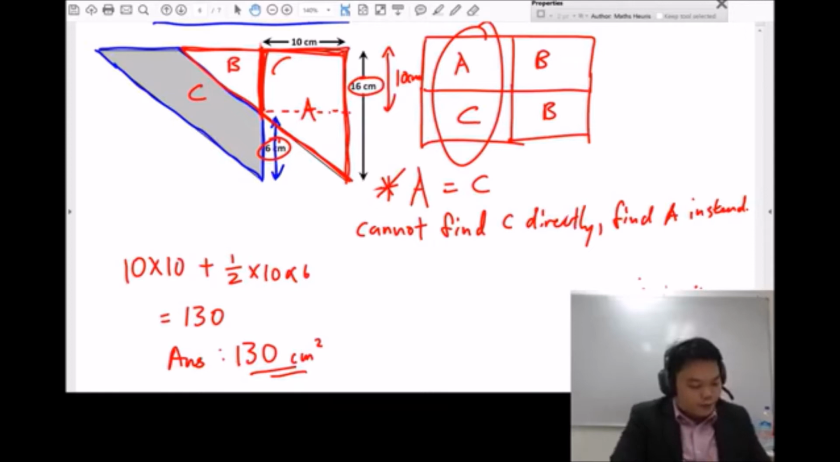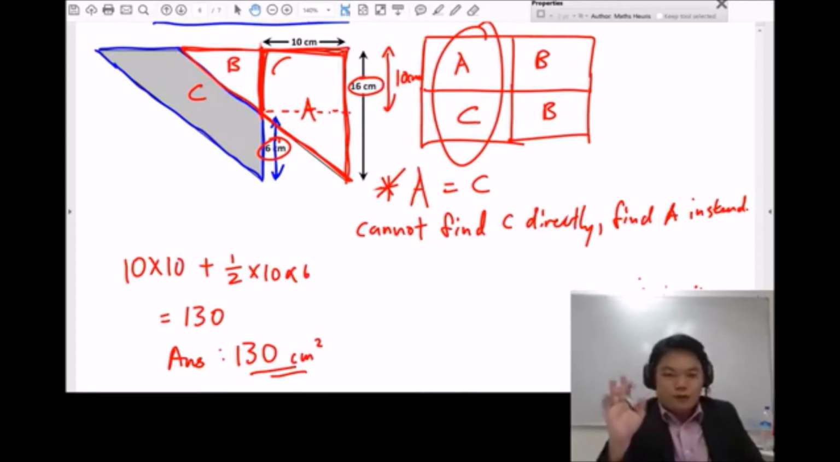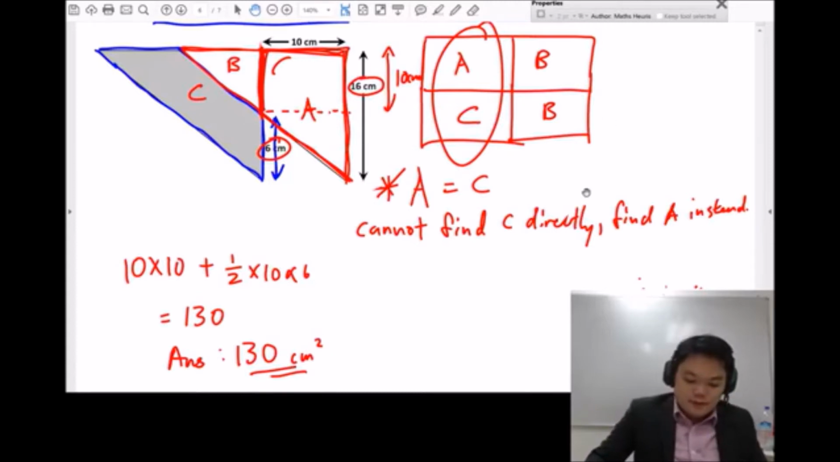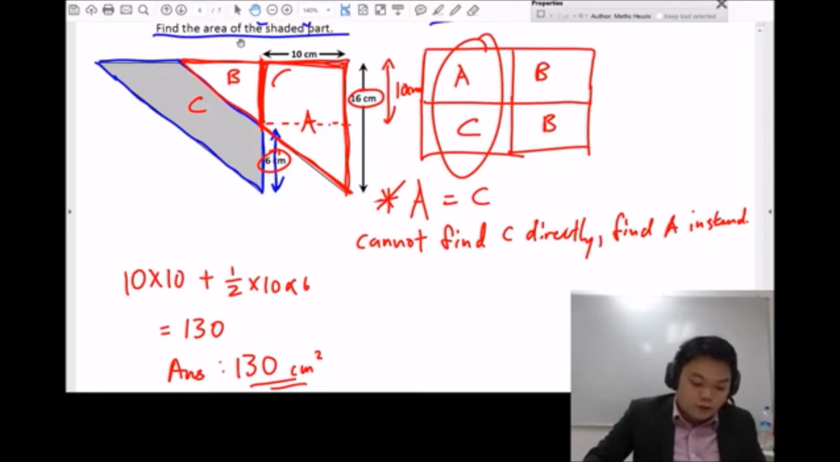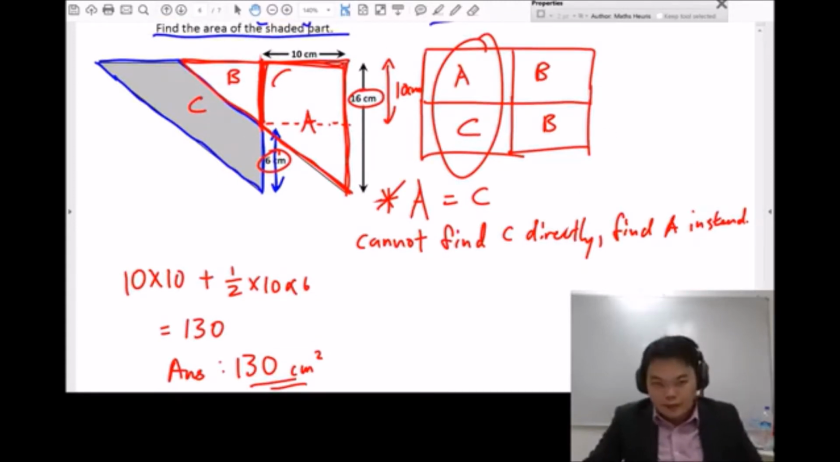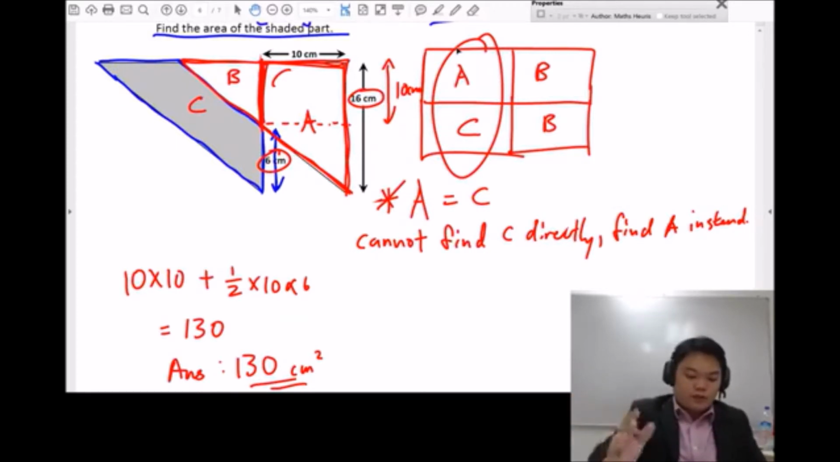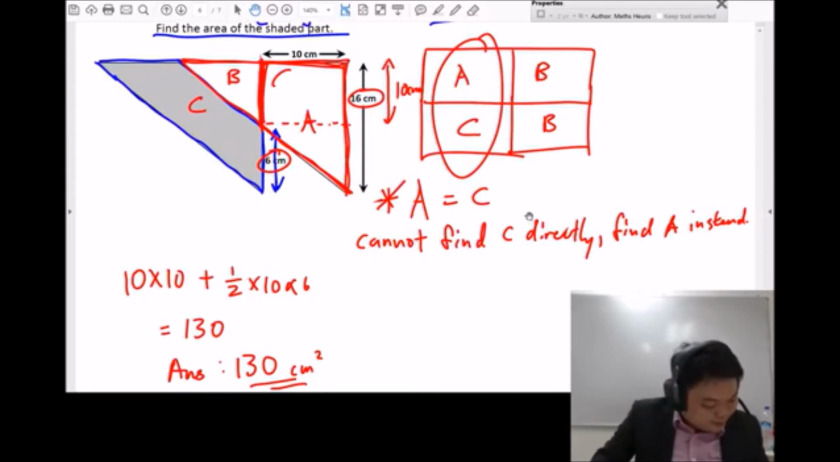Okay, so did everyone get it? Okay, more importantly, did everyone get the idea? Because here you cannot find the shaded part directly, we have to visualize it in some way. It is shifted, so the area of A is equal to the area of C, so we find the area of A itself. Then we are done.